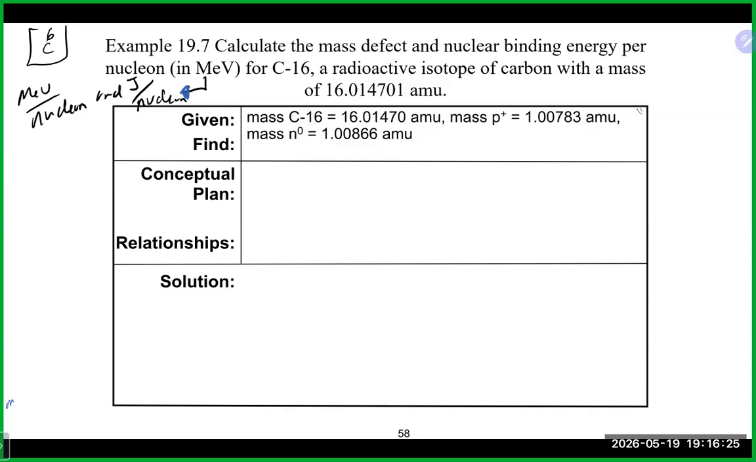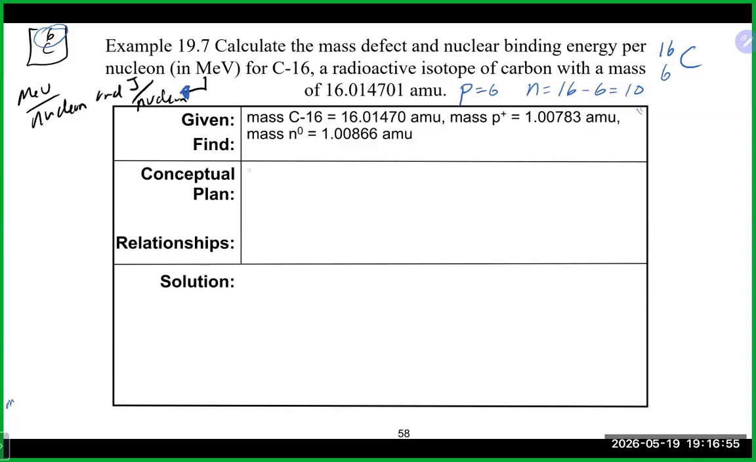Okay, so let's take a look. Again, we are looking at carbon-16, mass number 16. Once again, we can get our atomic number from the periodic table, number 6. That's going to help us get our protons and neutrons, which is what we need for our mass defect. Our protons are 6, and our neutrons would be mass number minus atomic number, which gets us 10 in this case.